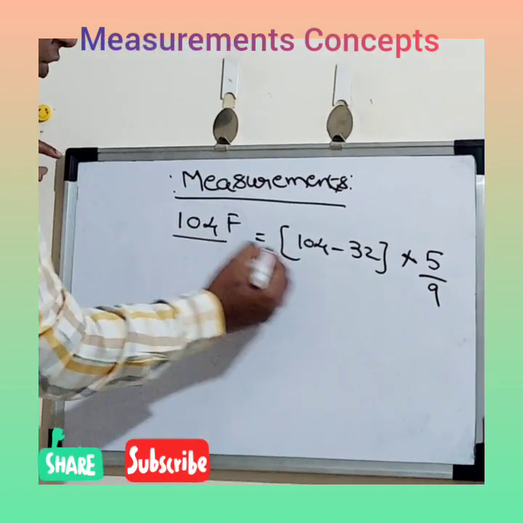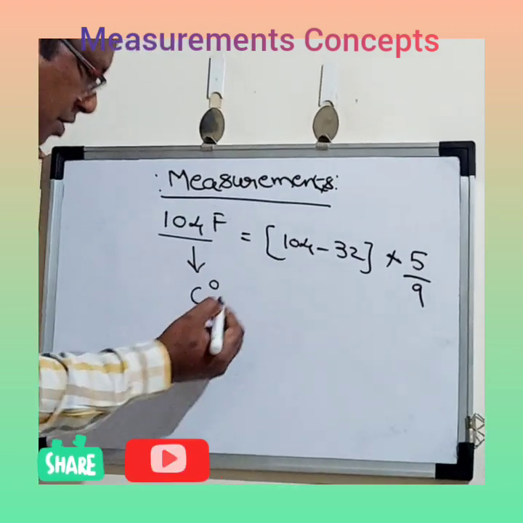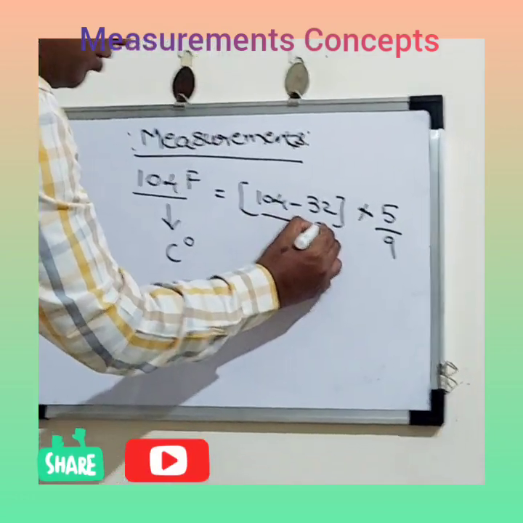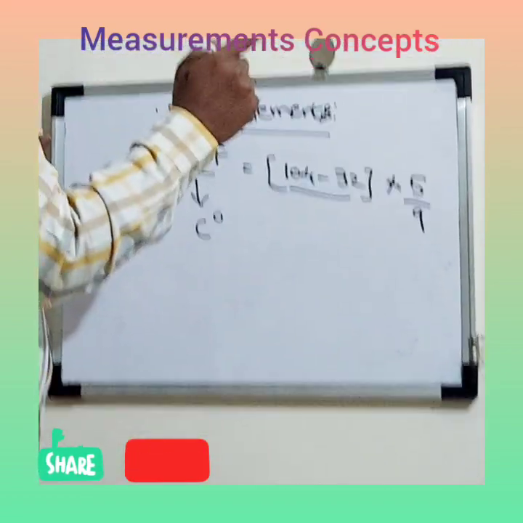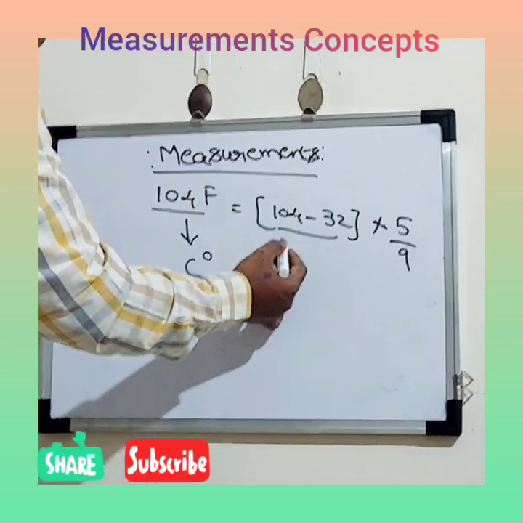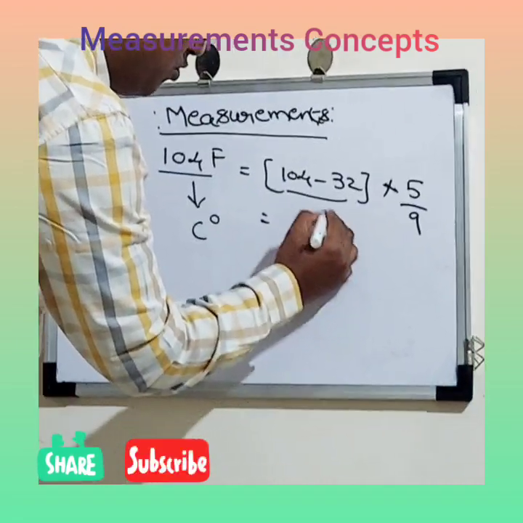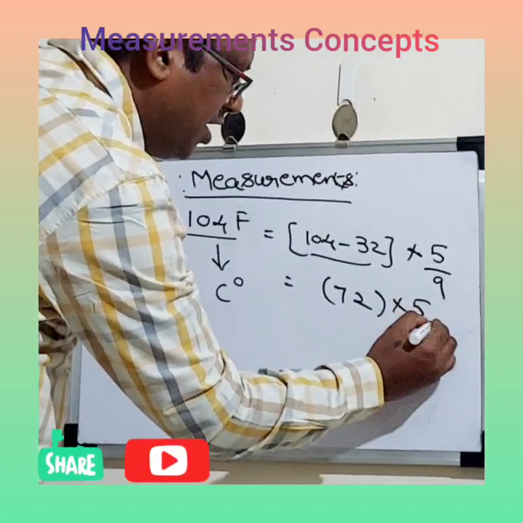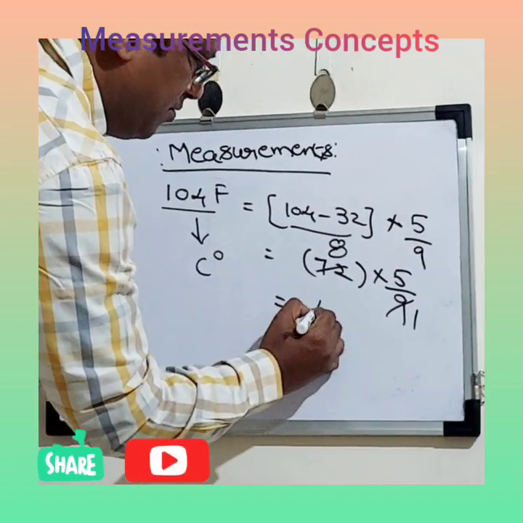Any Fahrenheit value, if you want to convert to centigrade, what you have to do? You have to subtract 32 from the given value as the first step. Because when you convert from centigrade to Fahrenheit, you add 32 to the result, but here you are going the reverse way, so you have to subtract. 104 minus 32 means what? 4 minus 2 is 2, 10 minus 3 is 7. That is 72 into 5 by 9. 9 eights are 72, and 8 fives are 40 degrees centigrade.